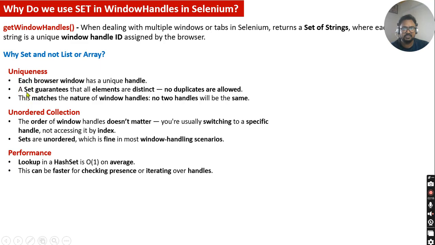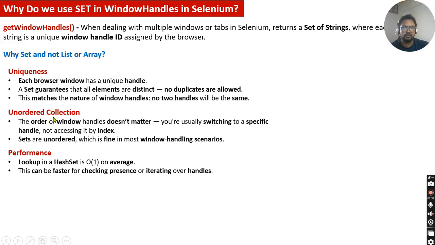Because in a set you cannot store duplicate values, it ensures that all the values are unique and distinct. This matches the nature of window handles, since no two handles will have the same ID, and that's why it is useful. Another thing is the unordered collection.